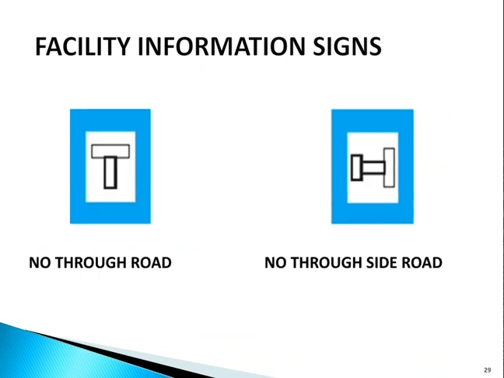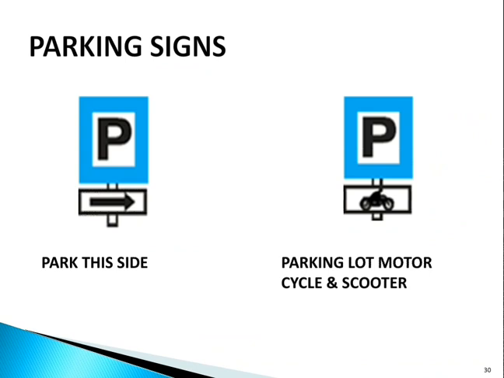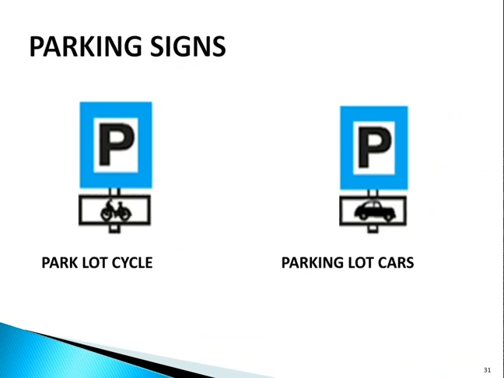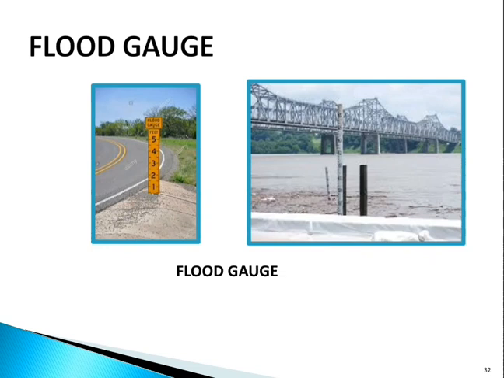Next is no through road and no through side road. Next is parking this side and parking lot, motorcycle and scooter. Next is parking lot cycle and parking lot cars. And the last one is flood gauge.